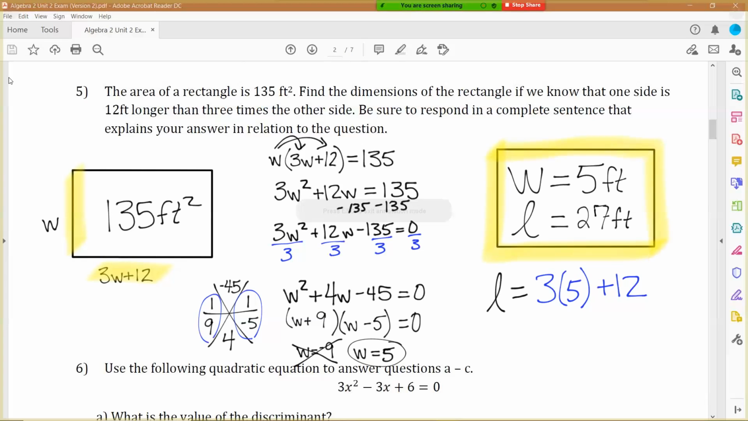So final answer, the width is 5 feet, the length is 27 feet. You don't have to write a complete sentence for it. Just label your answer when you get there. It's kind of a bunch of work in a little space. So the width was 5, the length was 27.